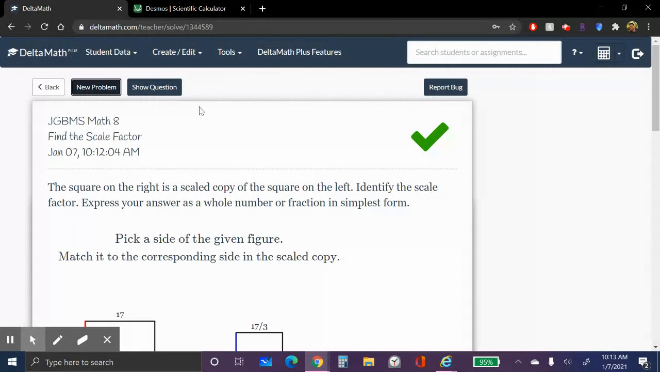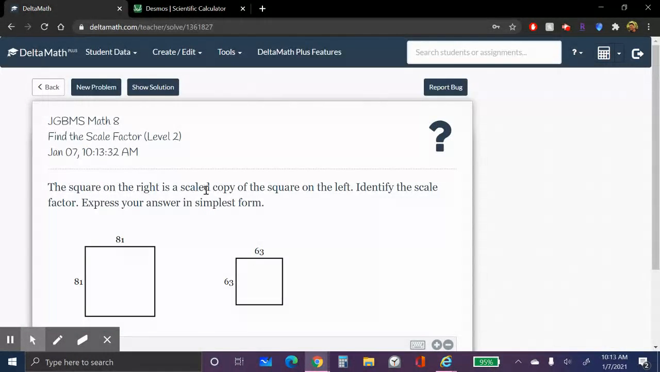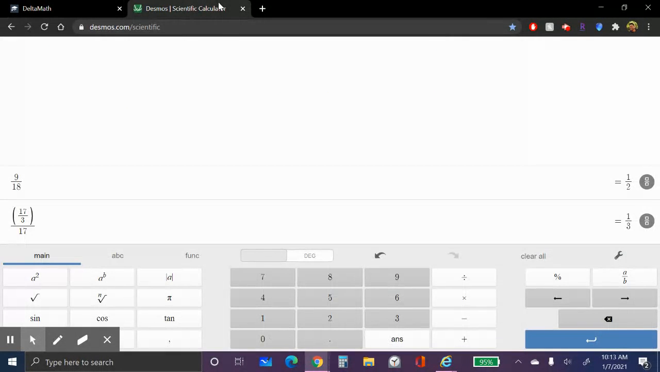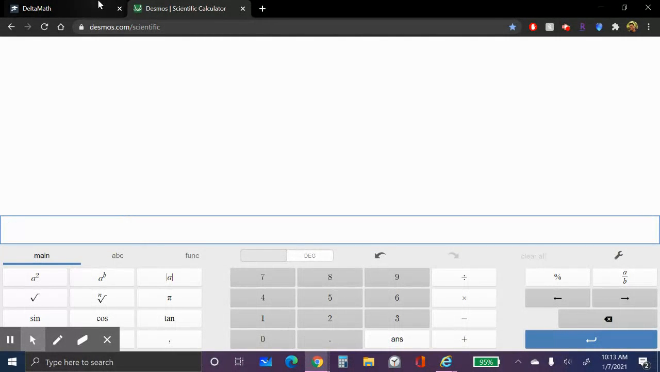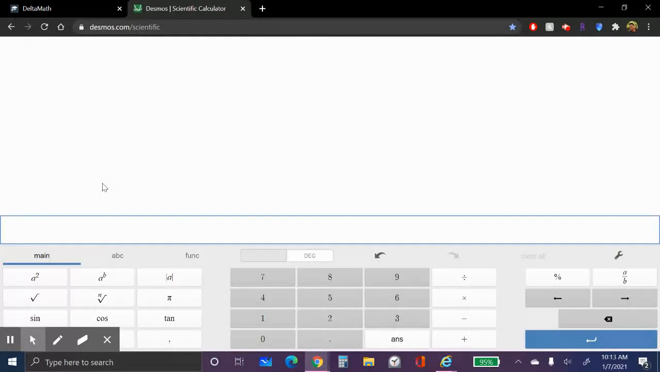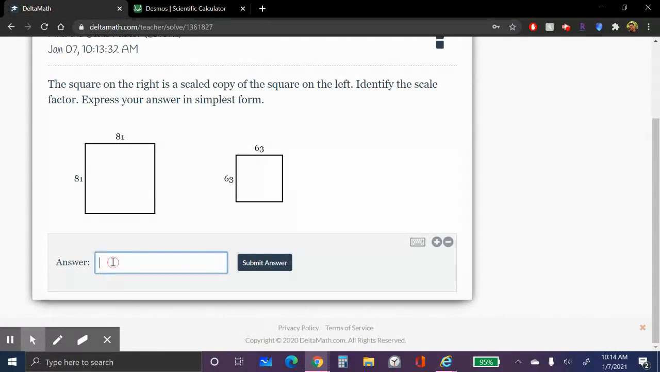All right, let's look at some tougher ones. This one became smaller, dilated. So you take the dilated figure divided by the original figure, 63 divided by 81. To get that, reduce it, it's 7/9.